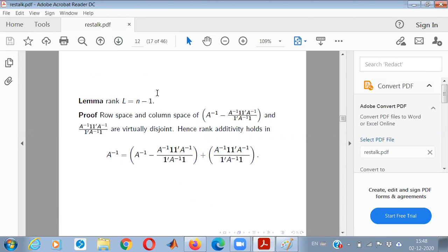And the rank of L in the general framework is also n minus 1. I won't go into the details, but actually, if you look at this identity, which is a simple identity, then there's a rank additivity which holds. That means the rank of the left-hand side is equal to the rank of the first factor plus the rank of the second factor. And the rank additivity holds for the reason that their row spaces are virtually disjoint, and that is easy to prove. Then it so happens that the rank of the left side is n, and the rank of the last factor is 1, so the rank of the Laplacian is n minus 1. So rank additivity also comes into the picture.